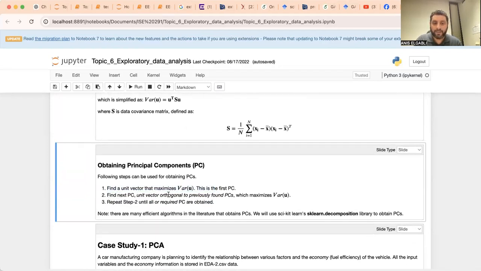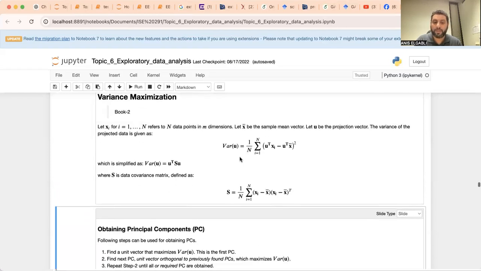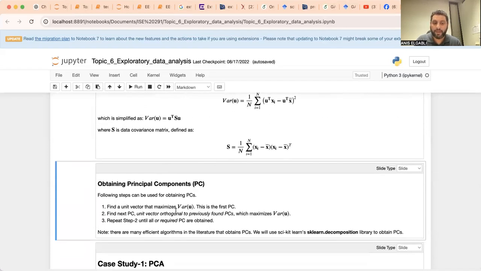Then find the next PC: a unit vector orthogonal to the previously found PCs which maximizes this. So the second one that maximizes this has to be orthogonal to the first one that we found. Among all directions orthogonal to that one, we choose the one where the variance is maximized. We keep repeating this, so we can come up with as many principal components as the total number of features. But in general, we want to keep only very few of them. If many of the features are correlated, then we can compress a lot.